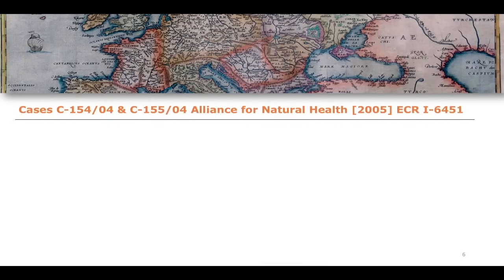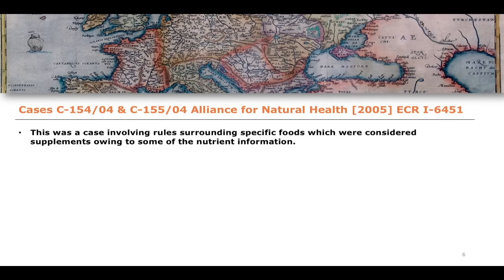Finally, then, we have two cases from 2005 on the Alliance for Natural Health, case 154/04 and case 155/04. These were both cases where claimants brought similar action against the European Union. It was a case that involved rules surrounding specific foods which were considered supplements. And these were considered supplement foods because of the nutrient information and the amount of nutrients and the specific nutrients that were contained in them.